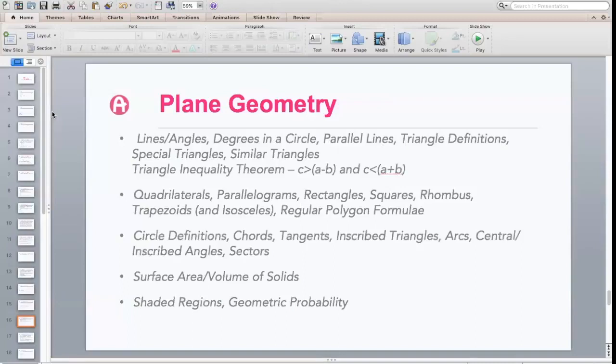Finally, with plane geometry, they will need to be able to calculate the areas of shaded regions. So let's say you have a circle inside of another circle, or a square in a circle, or something like that. And then it will often manifest itself as a geometric probability. So if you had an equilateral triangle that was cut up into smaller triangles and part of it was shaded, you would have to be able to count them up and put it over the total number, those types of things.